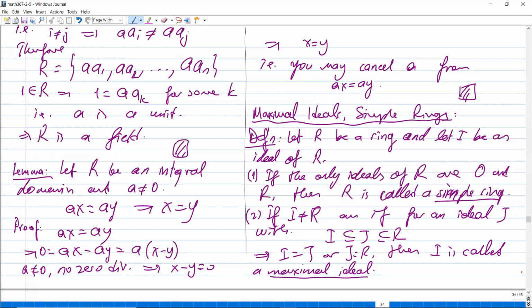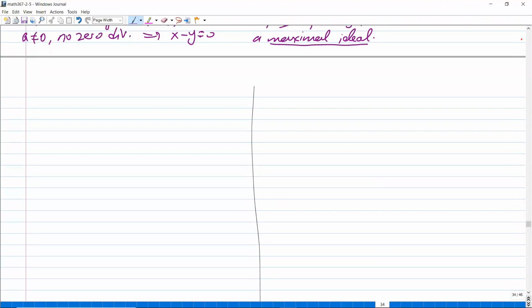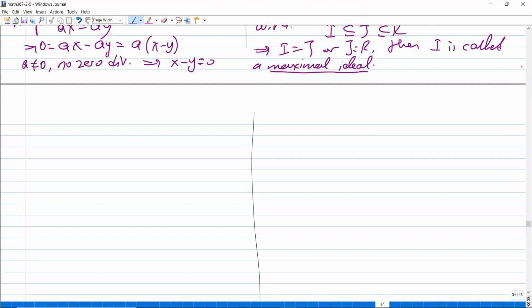Remember, in a field, the only ideals are 0 and the field itself. So as an example, if R is a field, then it is simple.